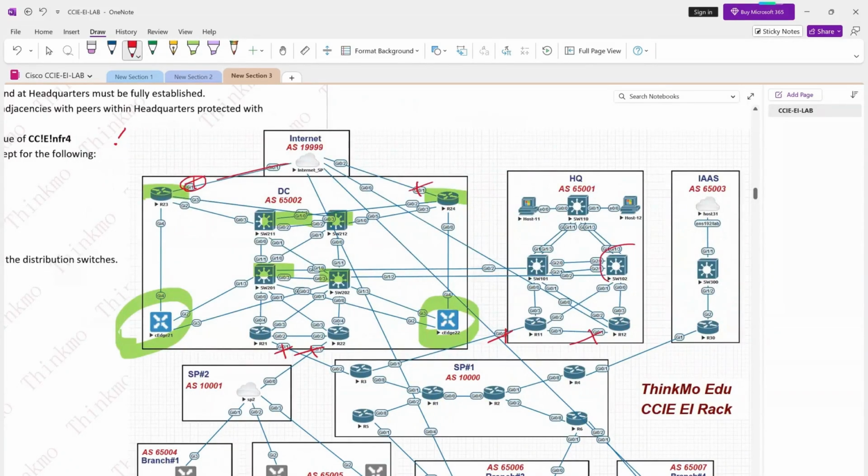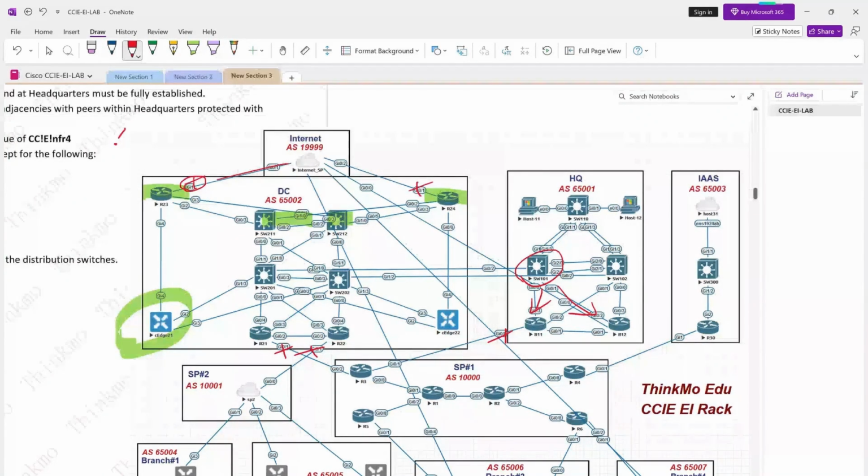For SW102, it has three neighbors, and among them, these two neighbors require authentication. These two need to have authentication enabled. In addition, it also has another neighbor, which is SW22202, right? So that means SW101 also has three neighbors. Two of the neighbors are internal, and the internal ones require authentication. Then externally, there is another neighbor connected to SW101 in the DC area.